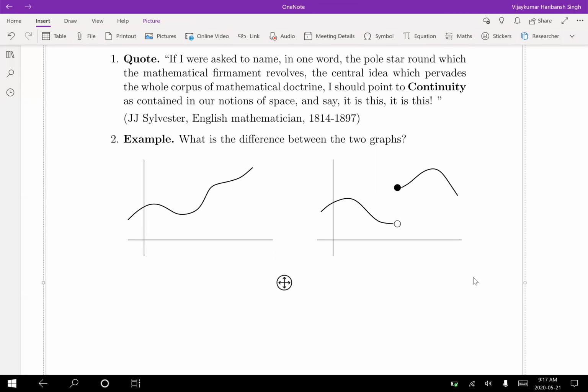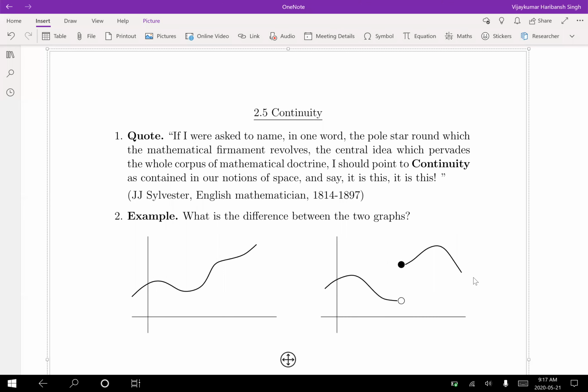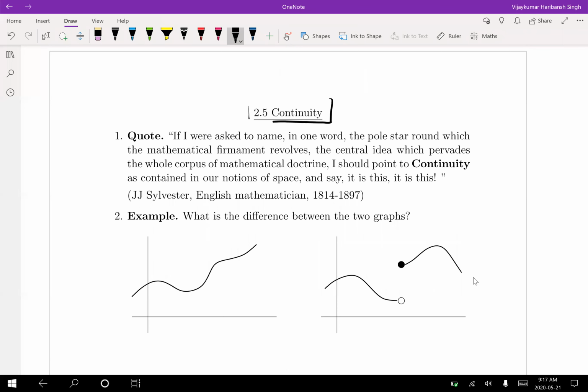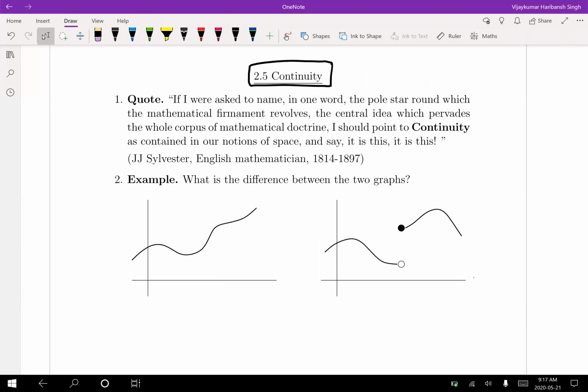Now, the next concept we want to discuss is the concept of continuity. Okay, so the idea is, suppose you have a point A. If you can draw your function across A without lifting your pen, then the function is said to be continuous at that point. Now, of course, this is not a proper definition.